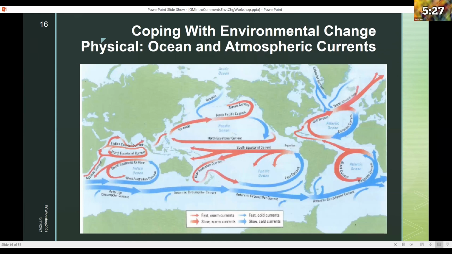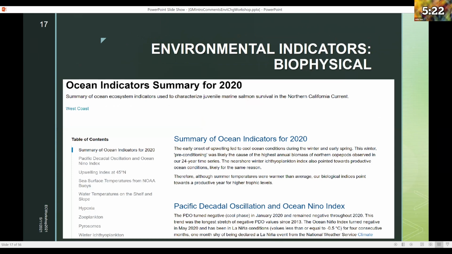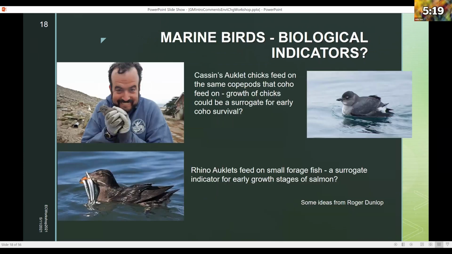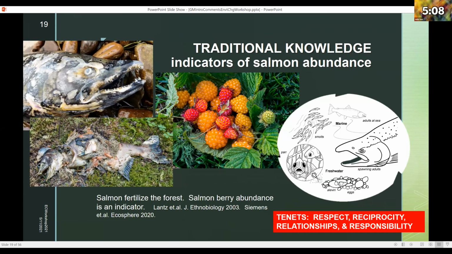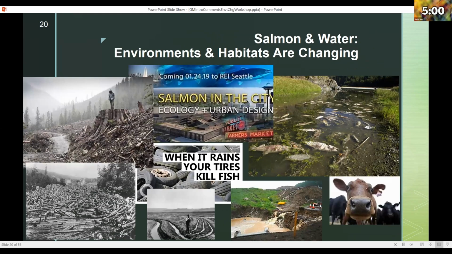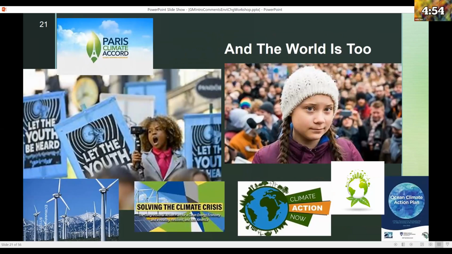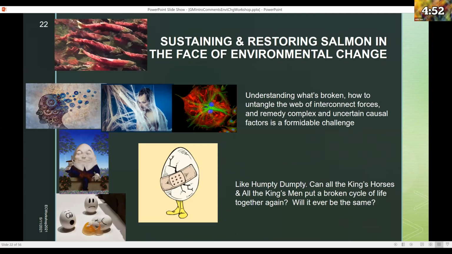For coping with environmental change, physical ocean and atmospheric currents are involved, environmental indicators. We're going to hear about some of those today. The marine birds, some biological indicators as being potential ways of helping us identify some potential factors that are influencing change. And we're going to hear a little bit about traditional knowledge as indicators of salmon abundance. Salmon, water, environments, and habitats are all changing pretty quickly. And the world is changing too. And the challenge of sustaining and restoring salmon in the face of environmental change is going to be difficult.